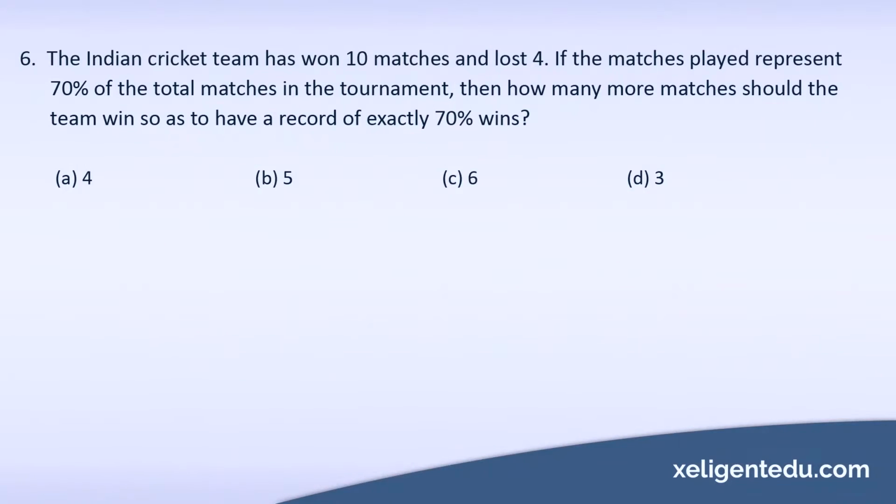The Indian cricket team has won 10 matches and lost 4. If the matches played represent 70% of the total matches in the tournament, then how many more matches should the team win so as to have a record of exactly 70% wins? Option A 4, option B 5, option C 6, and option D 3.